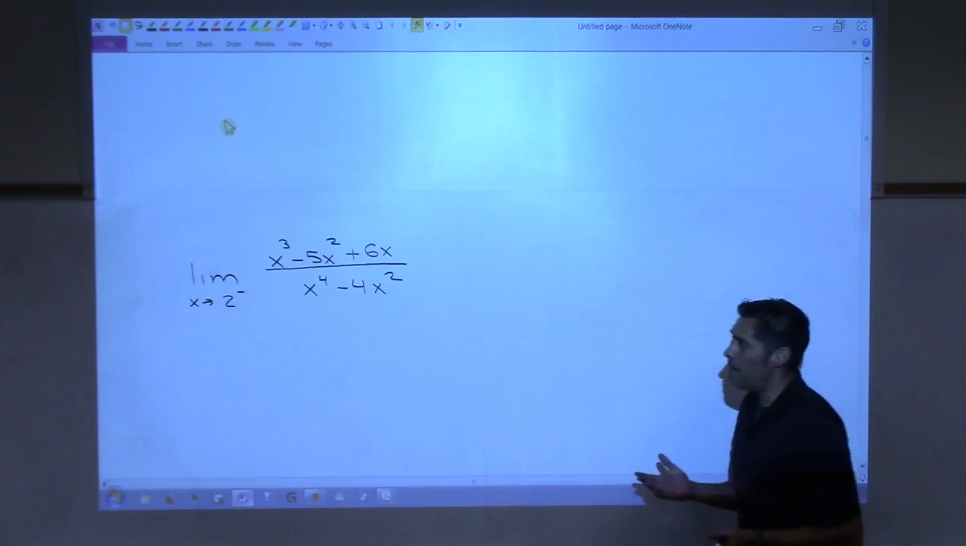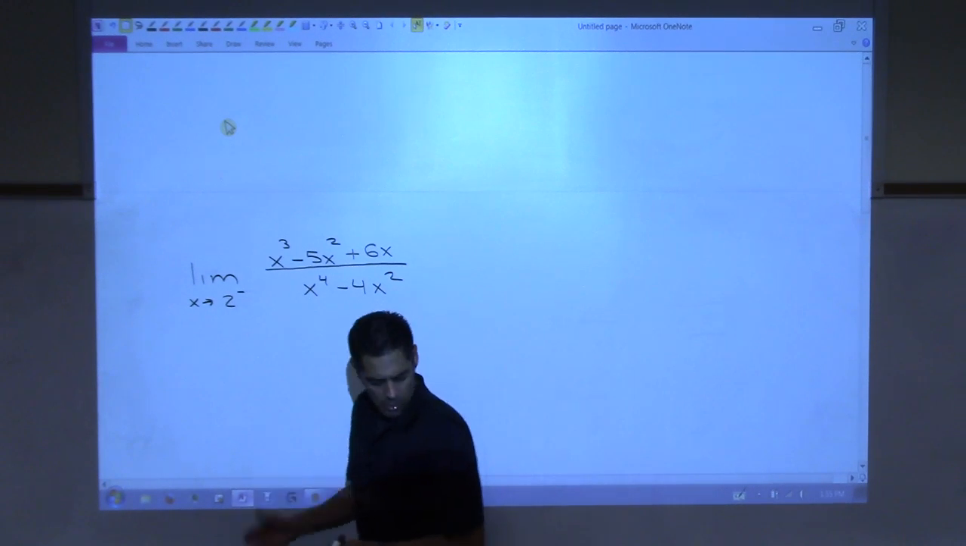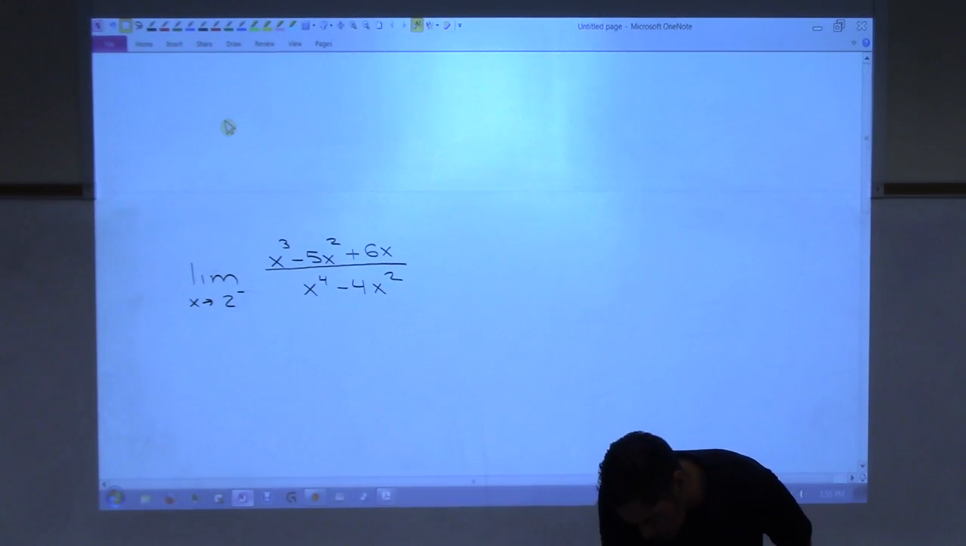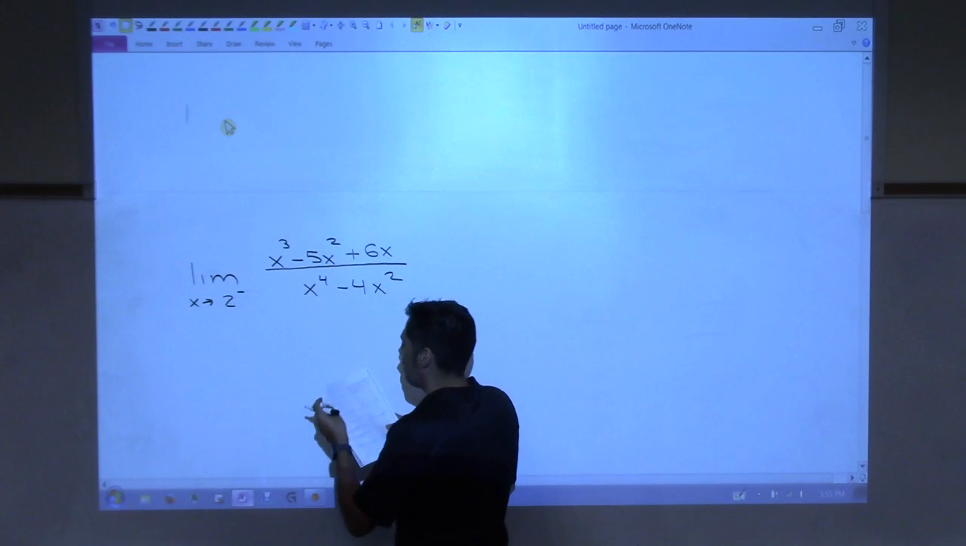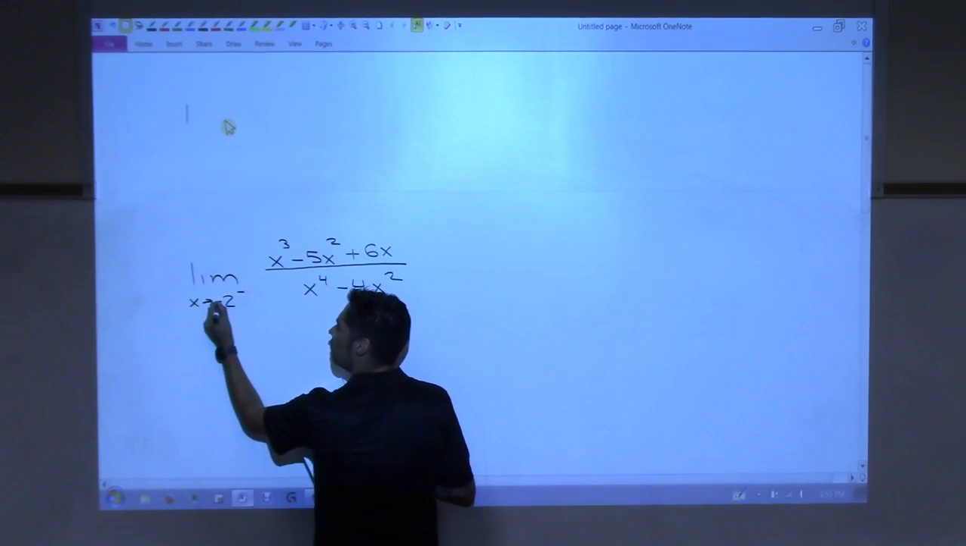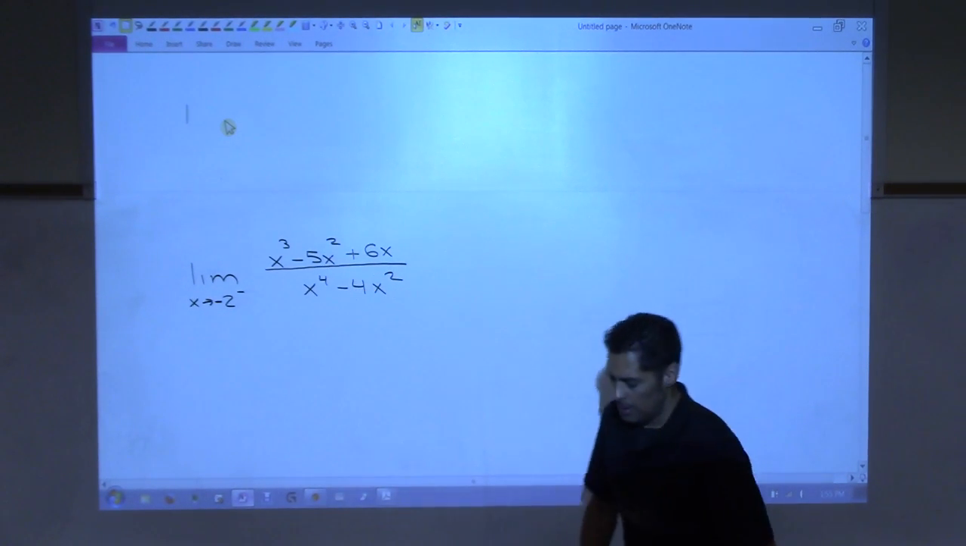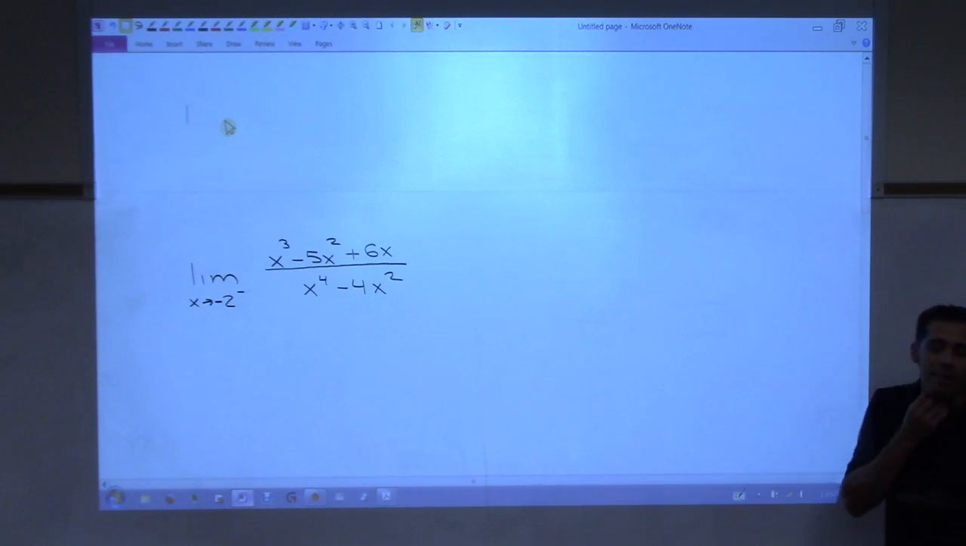So if you want to know what's happening with this limit, you have to plug 2 in, don't you? Let me just make sure it was 2. Not, oh, wait, it's negative 2. Yeah, this is negative 2. My apologies. We would have to plug in negative 2 to see what's happening.